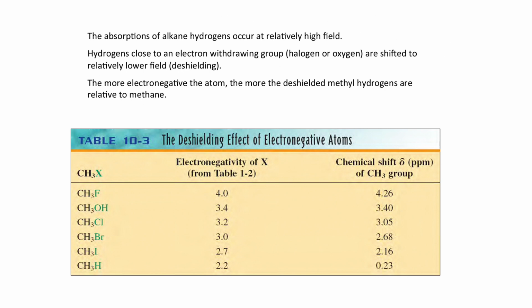So the absorption of alkane hydrogens occurs at a relatively high field. Hydrogens close to an electron withdrawing group like halogens or oxygen are shifted to relatively lower field, which means that they are de-shielded. The more electronegative the atom, the more de-shielded the methyl hydrogens are relative to methane. Here's a table with chemical shift values for each group. With the fluoride group, the chemical shift of the CH3 would be 4.26, and with iodine, it would be 2.16.